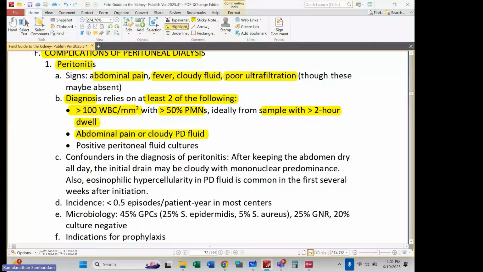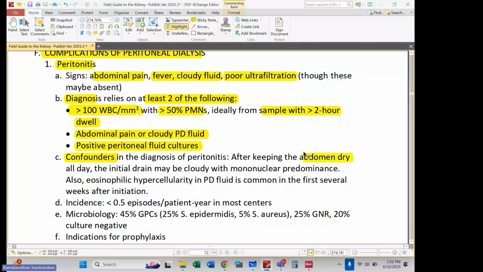We need some abdominal pain. We would need some positive PD fluid cultures. Now, you may not have all of these. We certainly encounter culture negative peritonitis, which is the term we use when PD fluid cultures are not positive. That can be related to technique. It can be related to the fact that they've recently received antibiotics. There are a number of reasons why patients may not have positive PD fluid cultures. Okay. Confounders in the diagnosis.